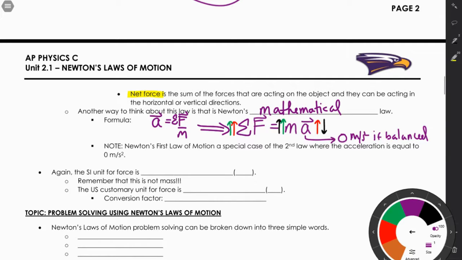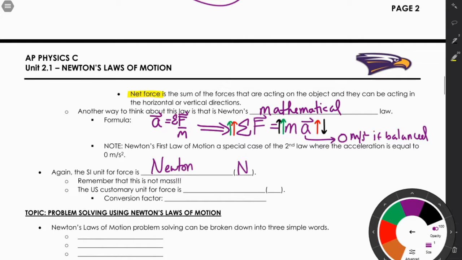So again, just some reminders. The SI unit for force is the Newton. And that's one of the reasons why we don't use N for normal force, because the unit is N. Remember that this is not mass. When we talk about weight and force, it's not mass.